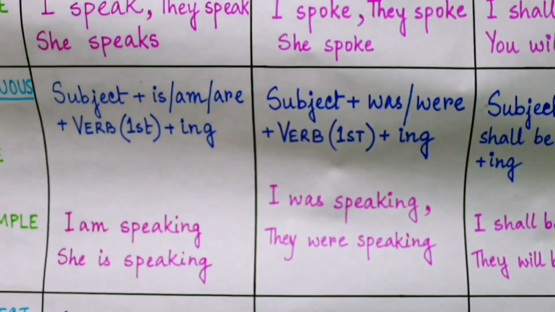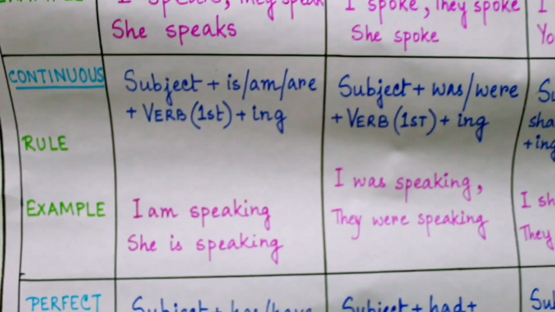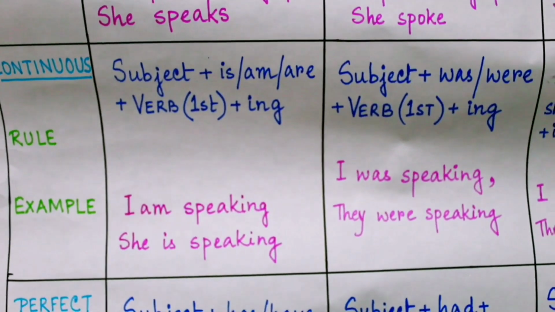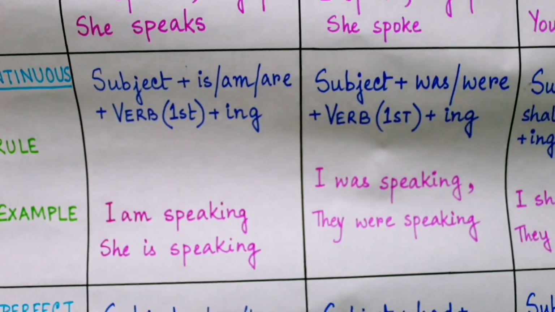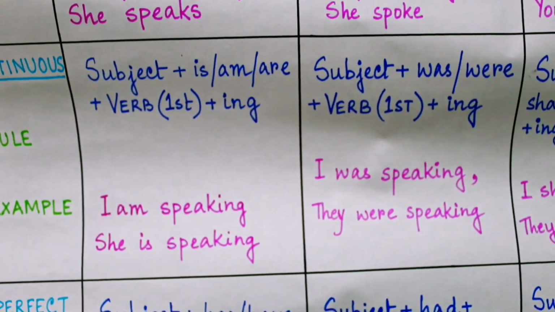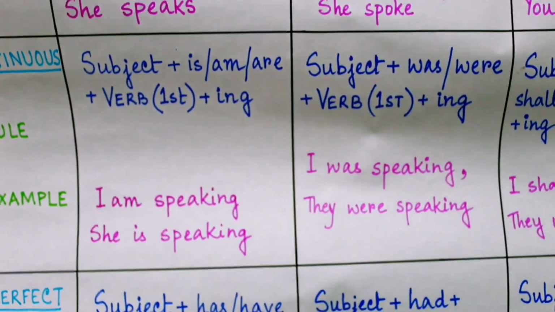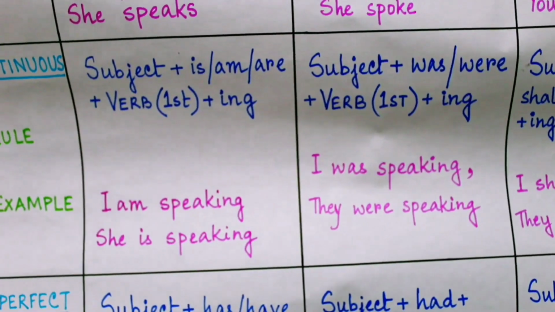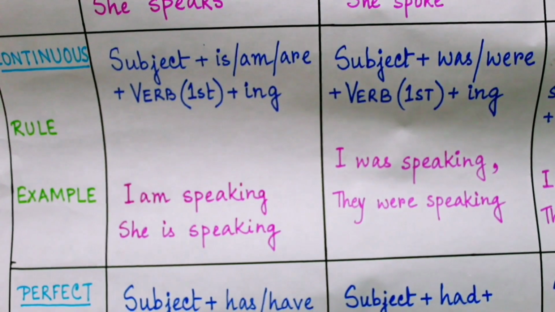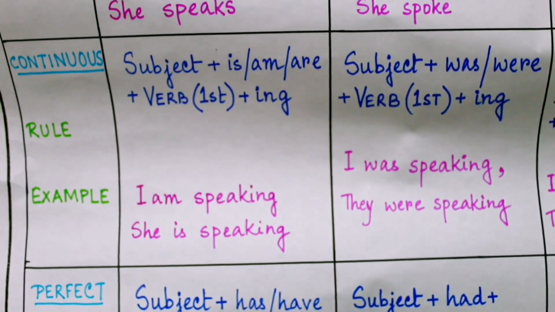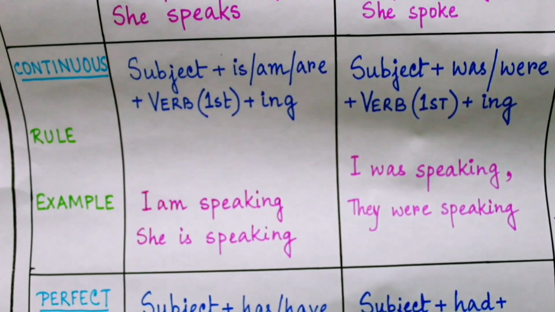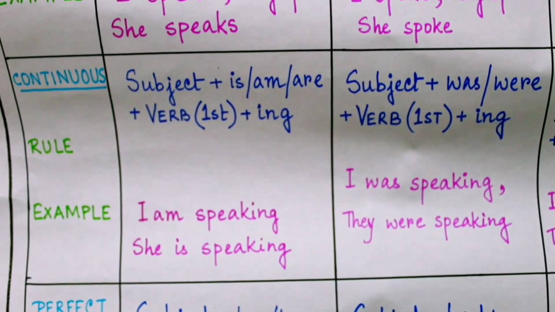Second we come to the past continuous tense. Here the rule is subject plus was or were, was in case of singular, were in case of plural, plus verb in its first form plus ing. Notice here the subject, the verb form and the ing remain the same in both the present continuous and the past continuous tenses.